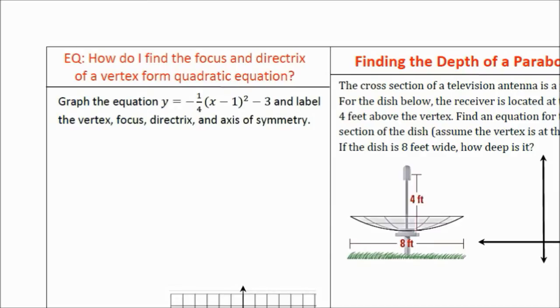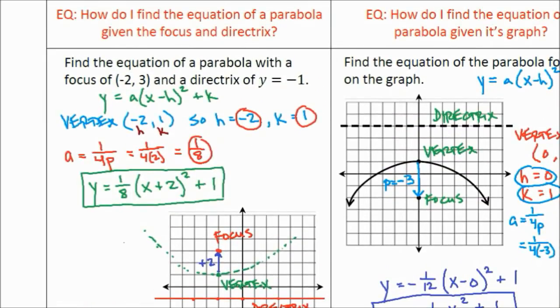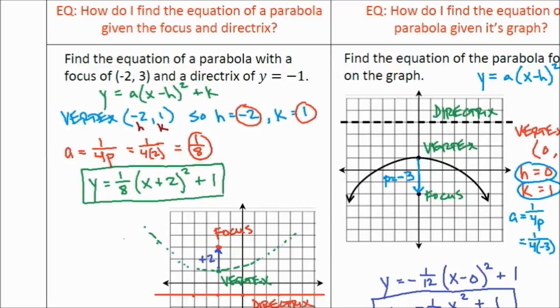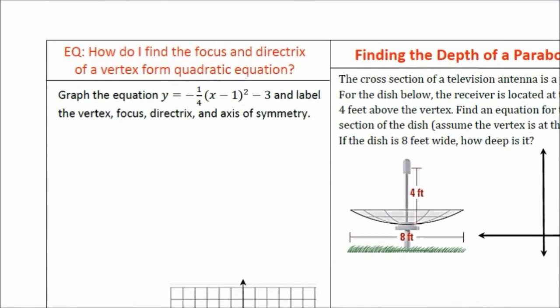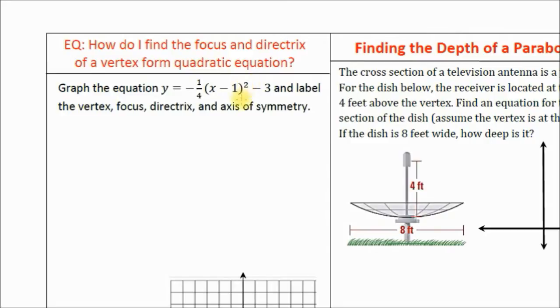If you remember in the previous video, we were given the focus and directrix, and from that information we had to find the equation. In this case, we are given the equation and we're having to find the focus and directrix. So let's take a look at our equation. This is in vertex form, and we already know a few things, class. We know this is the value of h, this is the value of k, and this is the value of a. So let's write that information down and see how we use that to find the focus and directrix.